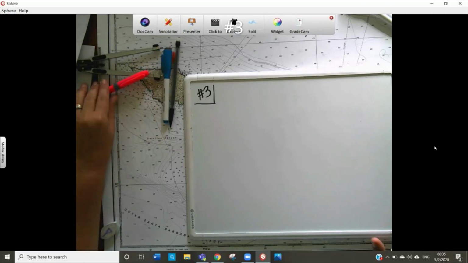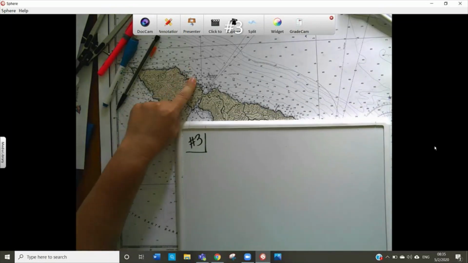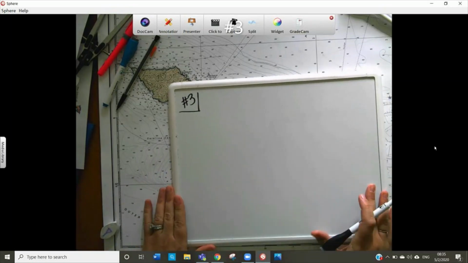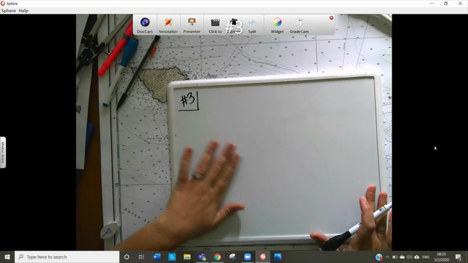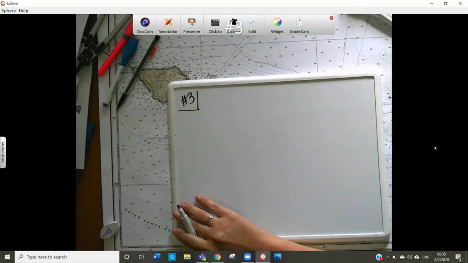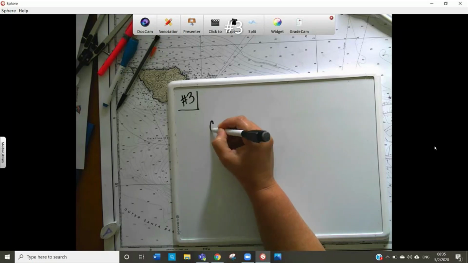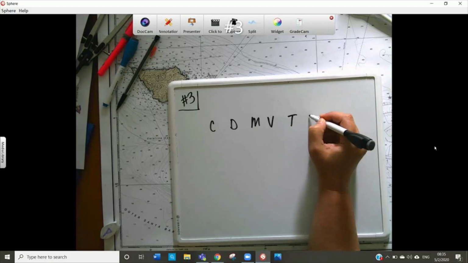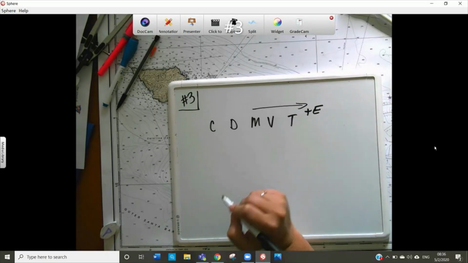Okay, so on number 3, we are down on Catalina using Shiprock and Long Point. I'm going to show you another way to calculate compass error. Again, this is the same concept, just a different layout on the whiteboard or your scratch paper. So I'm going to use CADMV, "can, did, min, vote twice at elections." So going this way, we're going to be adding east.